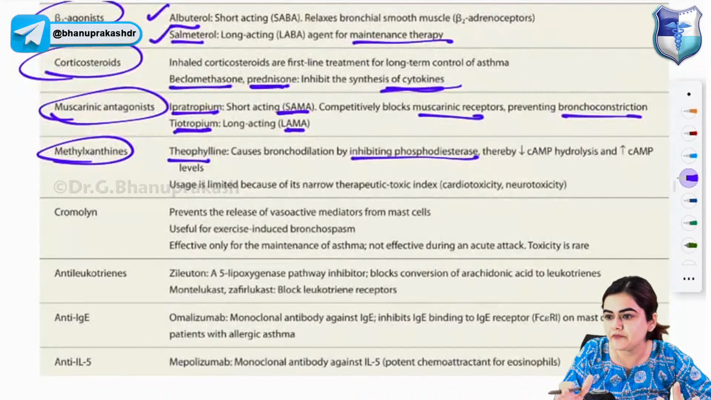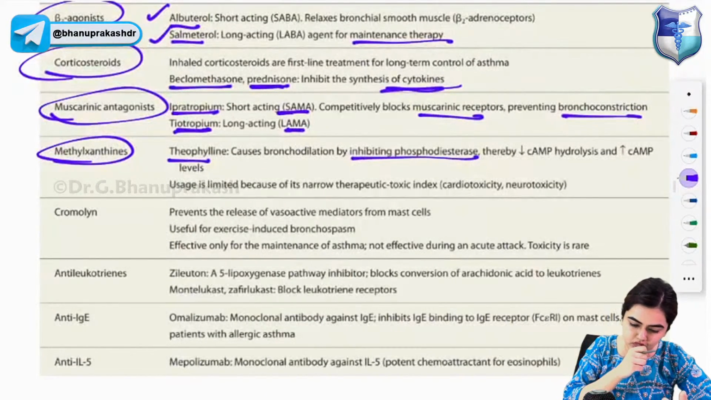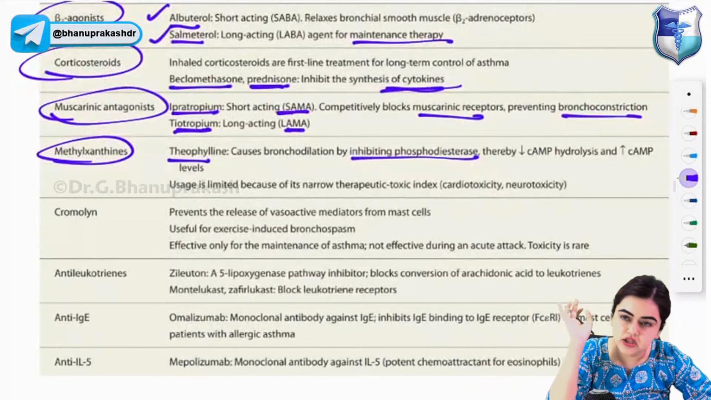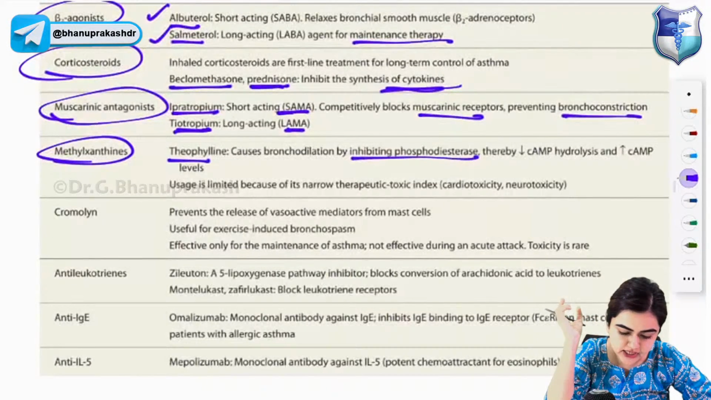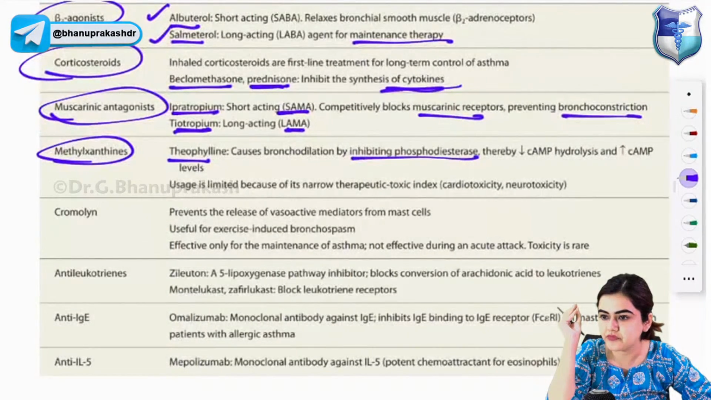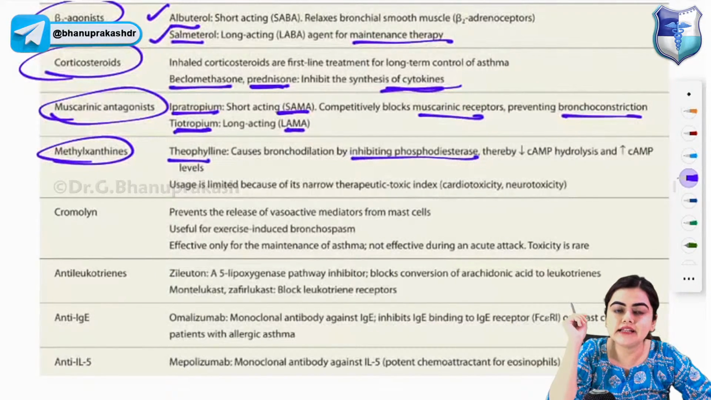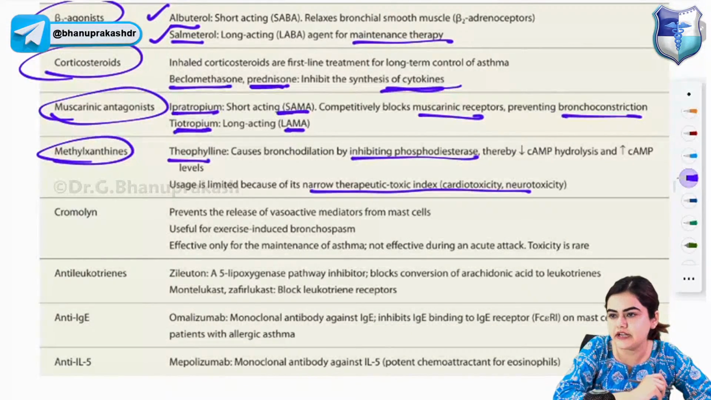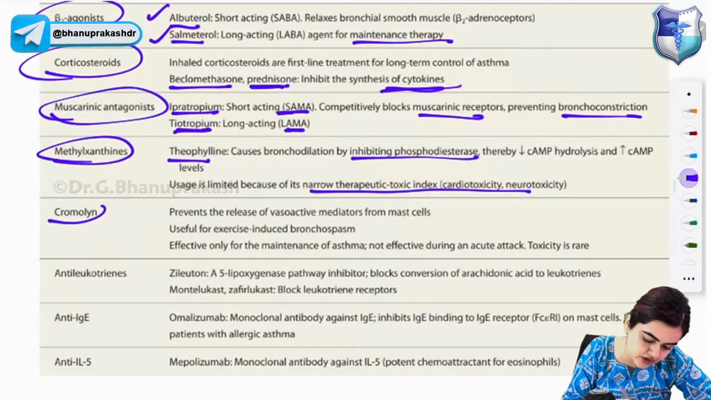See, corticosteroids when given by inhalational route can be used for acute asthma. But the inhalational corticosteroids are beclomethasone and prednisone, not prednisolone. Prednisolone is an oral drug. Now, the usage of methylxanthine or theophylline is limited because it causes cardiotoxicity and neurotoxicity, and it has a narrow therapeutic index. Coming to cromolyn.